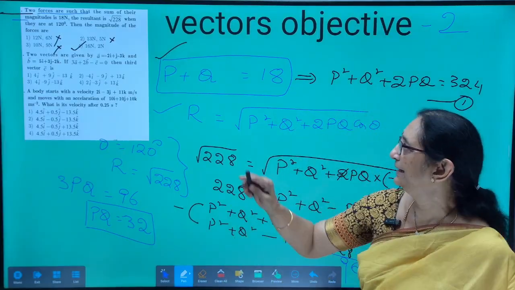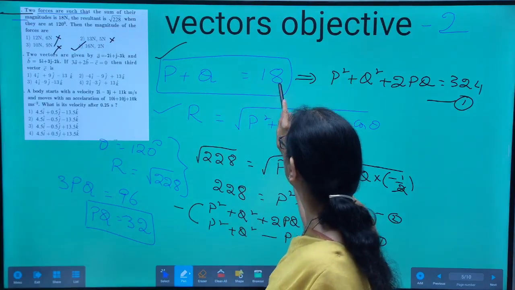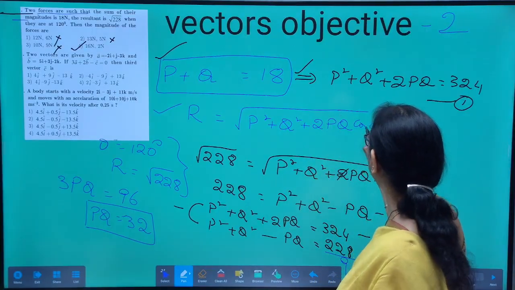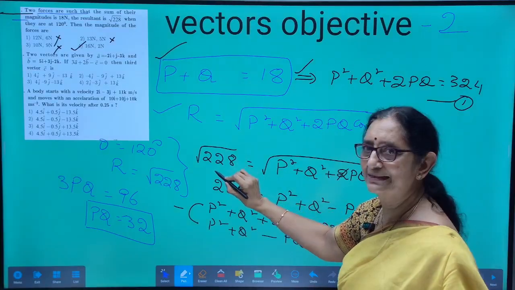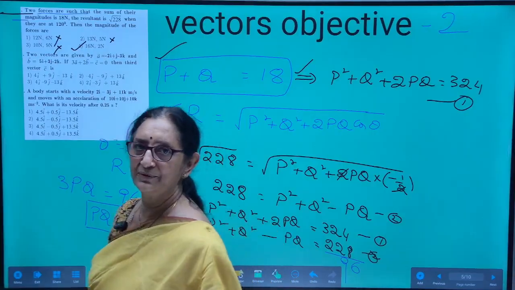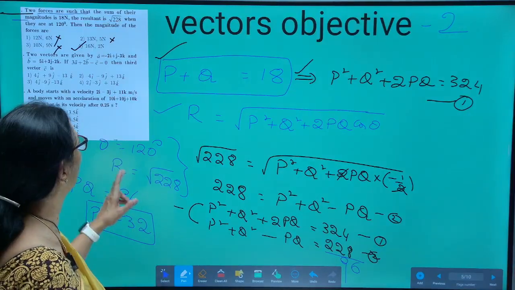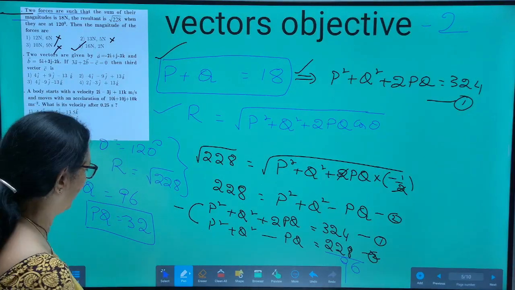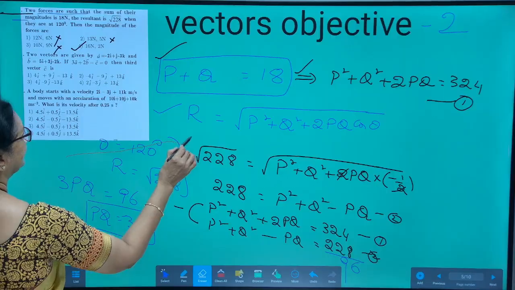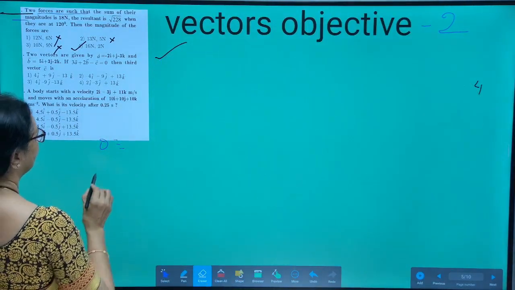So again, look at that problem. The sum of the magnitudes of the two vectors is given as 18. When they are at an angle of 120, the resultant is root 228. You are just supposed to find the values. So you get two equations, and on solving them you can get the two unknowns. Now let us go to the second problem. Look into the next problem.